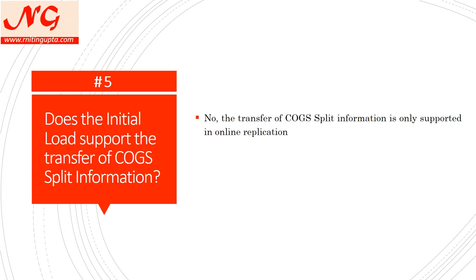A very simple question: does initial load support the transfer of COGS split information? COGS is the cost of goods sold split, which is happening in your source system. No, the transfer of COGS split information is only supported in online replication. So your initial load does not support this. You might have to write an announcement or work on your database data set. But yes, it is supported in online replication, not in the initial load process.